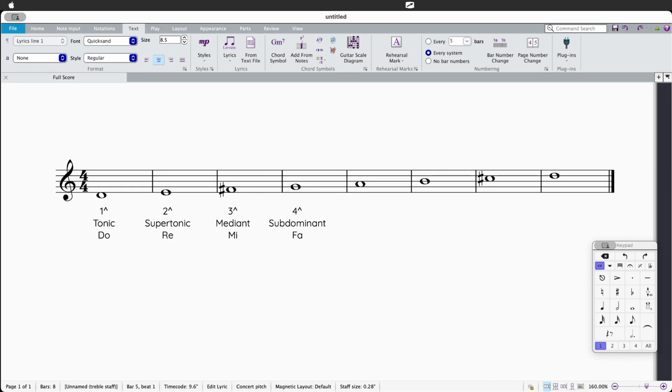Then we get to that ever important scale degree number 5, the dominant, right here. It's an A in the key of D. It was a G in the key of C. It's the 5th scale degree, also known as sol.